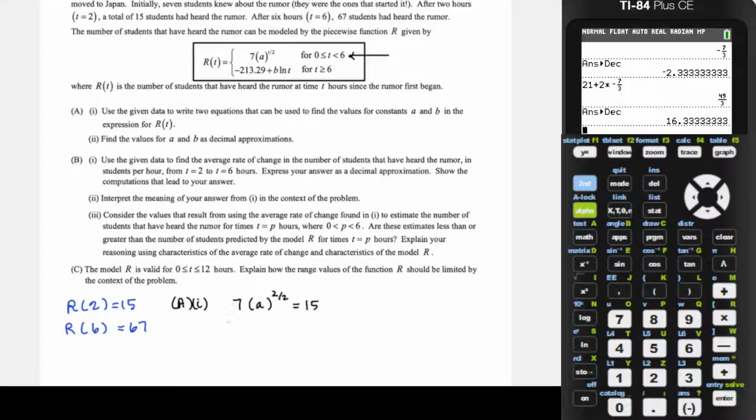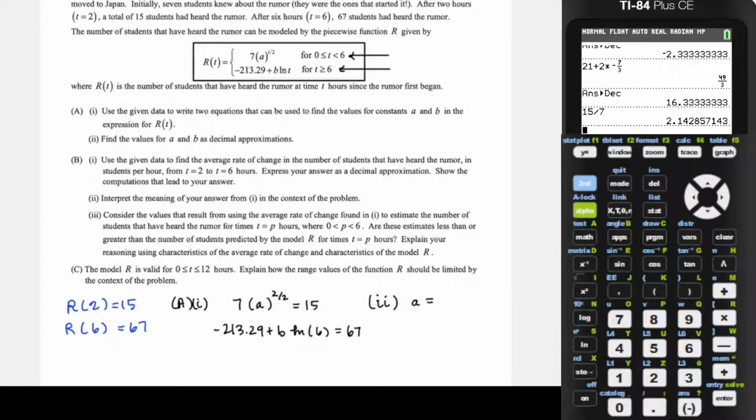Okay, and then for b, or the other data point, negative 213.29 plus b natural log of t, where t was 6, is going to equal 67. And I'm going to use that part of the piecewise function because when t equals 6, that is where t is greater than or equal to 6. Okay, so it should work. Well, 7a equals 15. That means a equals 15 over 7. But they wanted decimal approximations, so I'll go to my calculator and do 15 divided by 7, and I'll get 2.143.